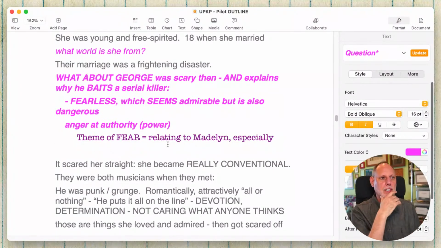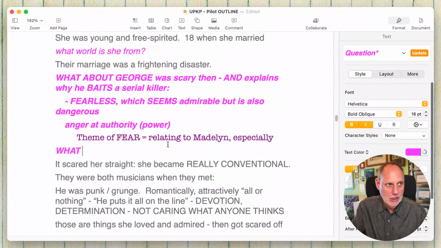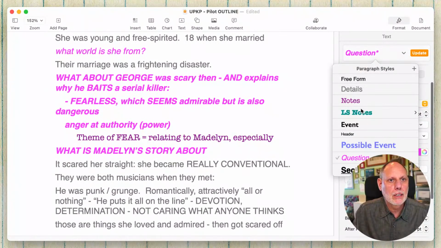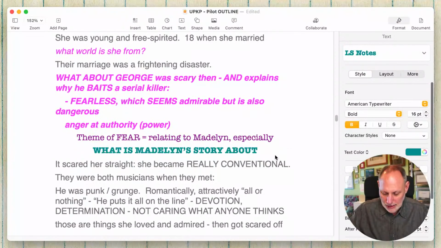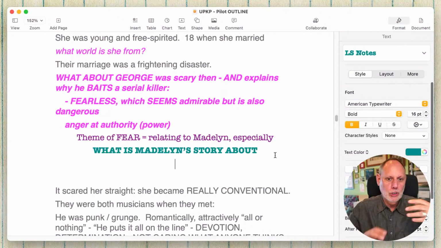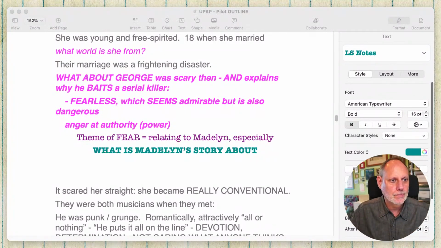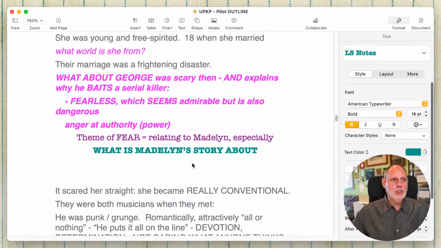So, really, what this comes down to is, what is Madeline's story about? I did not expect to be going here, but the truth is, I need to answer this in order to answer the question of what George means for her. So, what is Madeline's story about? We know that she is someone who was, like I said, young and free-spirited, got scared straight, and is now rediscovering her courage, her wish to live.